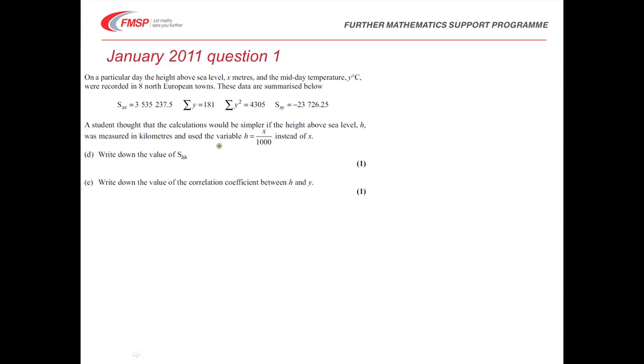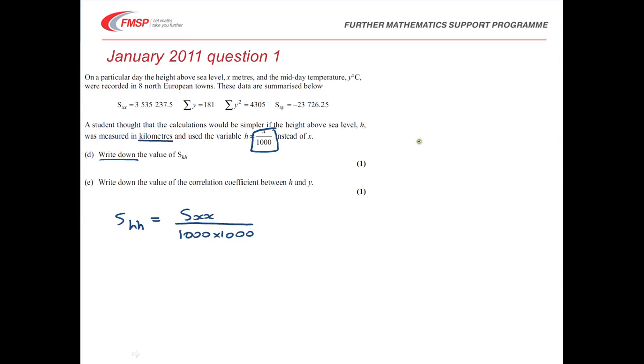A student thought that the calculations would be simpler if we decided to do it in kilometers instead of meters, and we're asked to write down the value of SHH. Now, this is a particularly tricky question because you just need to know how this works. So when you're coding, what you need to realize is you're applying the coding twice. So in other words, SHH is equivalent to SXX divided by applying the coding in a square way. And the reason we do this is SHH is really linked to variance.